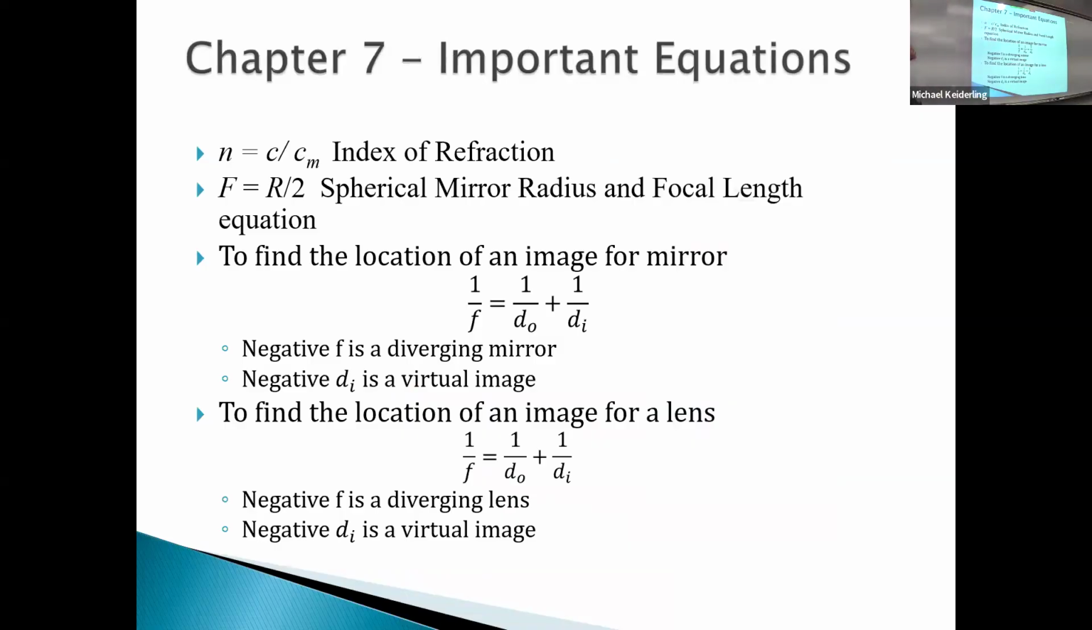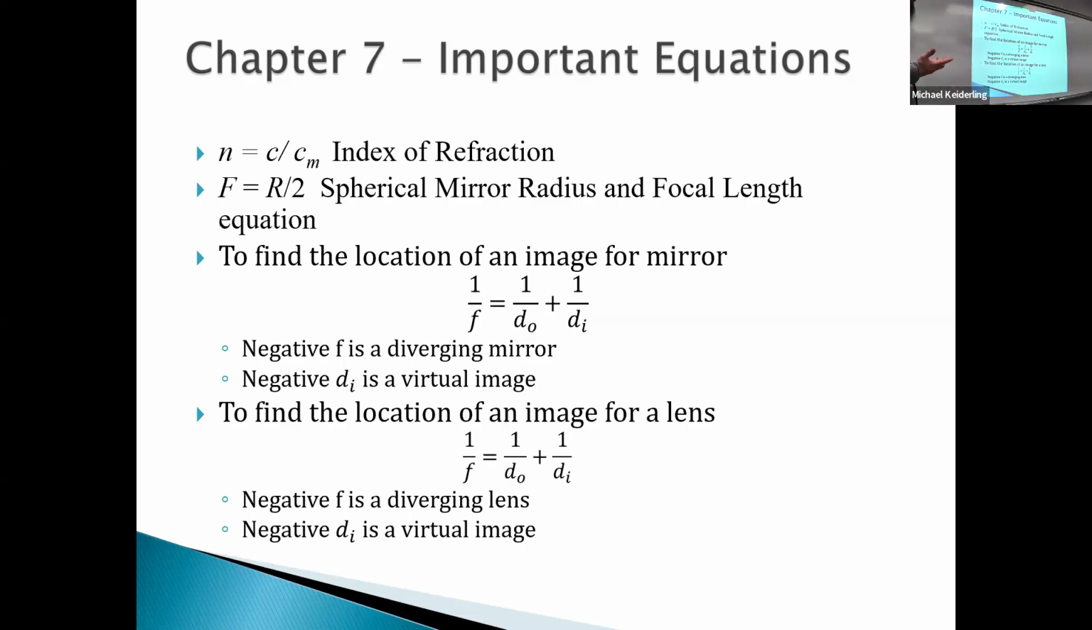So that's the end of chapter 7. The important equations for chapter 7 are the index of refraction is the speed of light over the speed of light in the medium. For a spherical mirror, the focal length is the radius divided by 2. To find the location of an image for a mirror, 1 over the focal length equals 1 over the distance to the object plus 1 over the distance to the image.